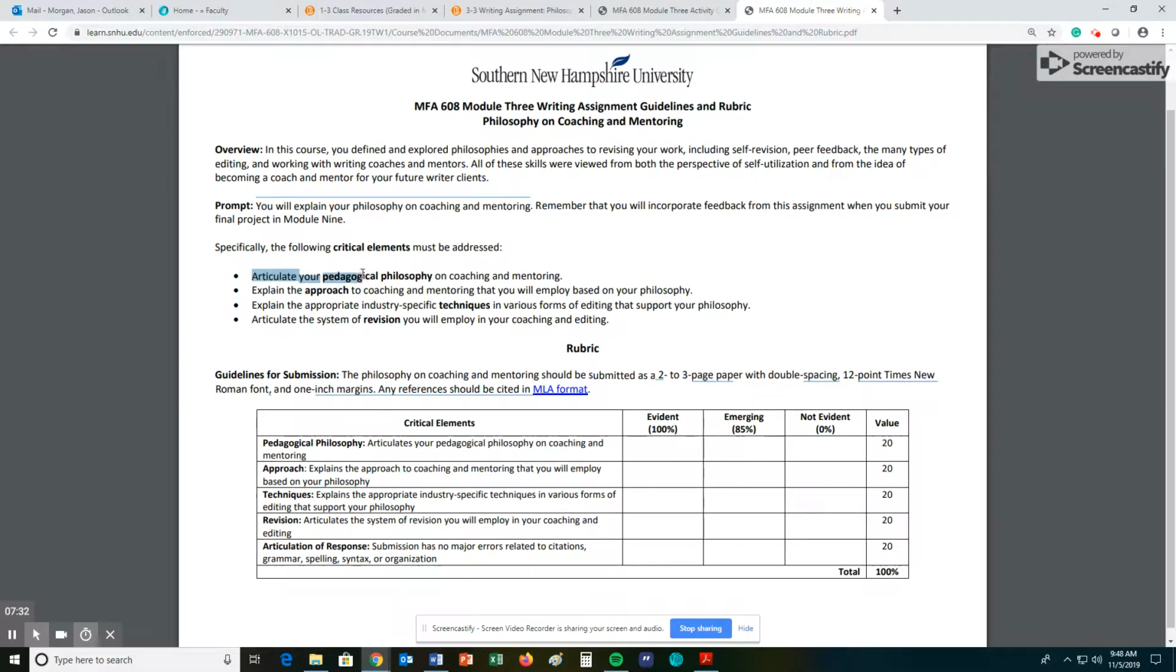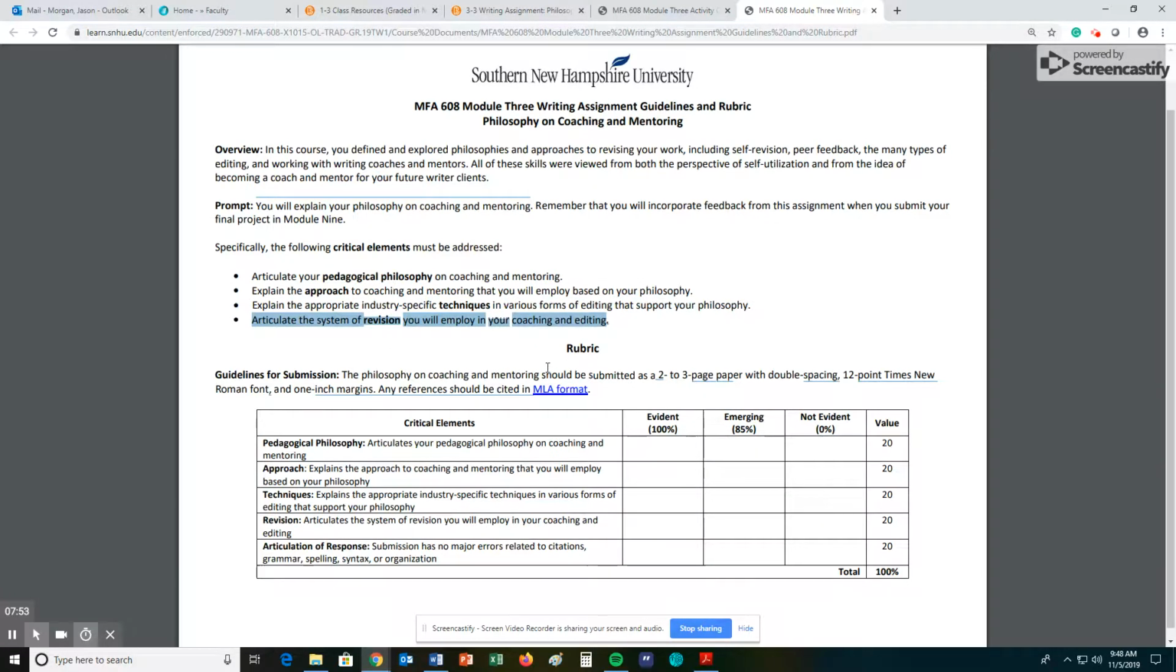You need to articulate your pedagogical philosophy. If you're like, what is pedagogy? This is just basically teaching philosophy, okay? Explain the approach to coaching and mentoring, explain the appropriate industry-specific techniques from various forums. Where do I get this information? Oh, from the readings that we had and the resources. Articulate your system of revision you will employ in your coaching and editing.